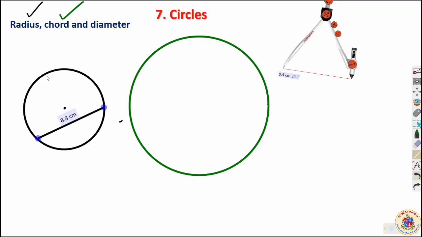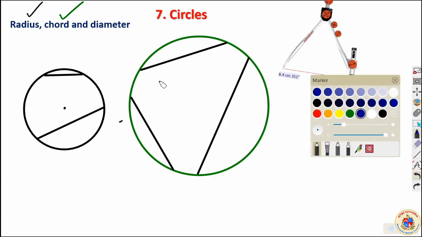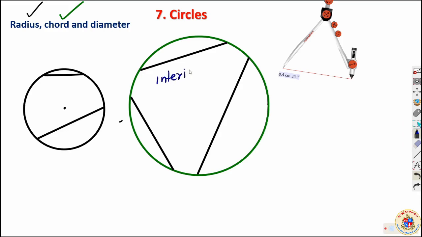So how many chords are possible? What can be its size? You can draw as many number of chords you want. All these are chords. Understood? The peculiarity is that the chord is drawn inside the circle or the interior of the circle. Then this is exterior. This is interior. Understood? Chord is drawn in the interior of the circle, touching 2 points on the circle.